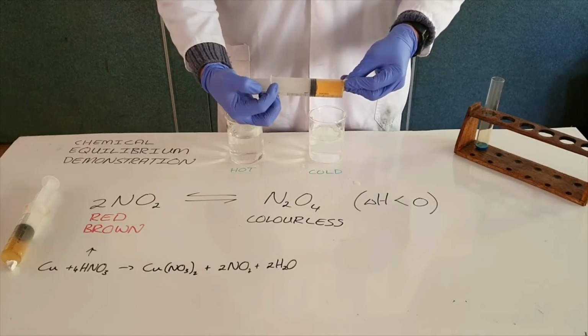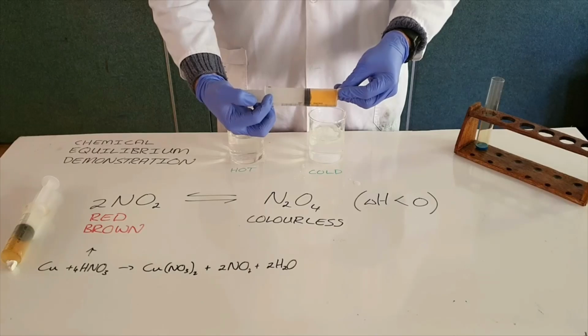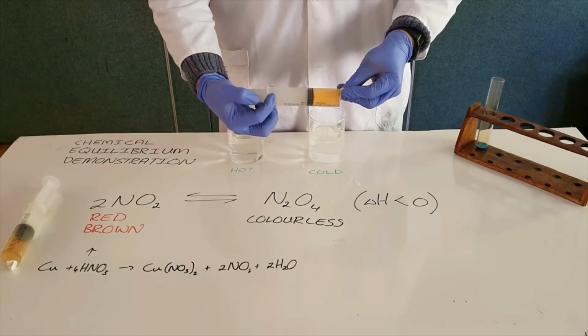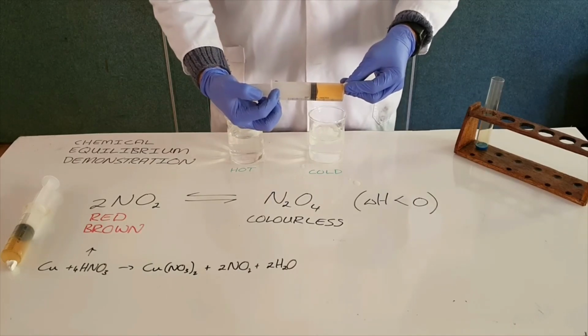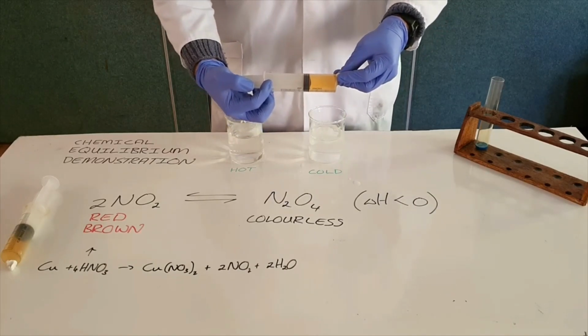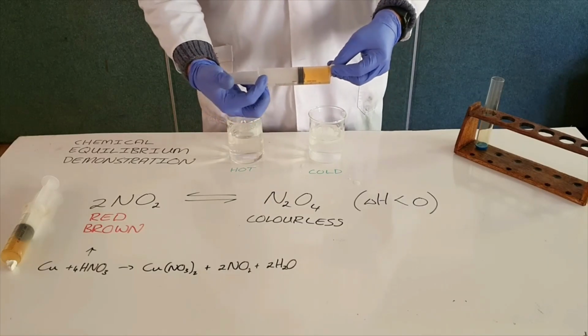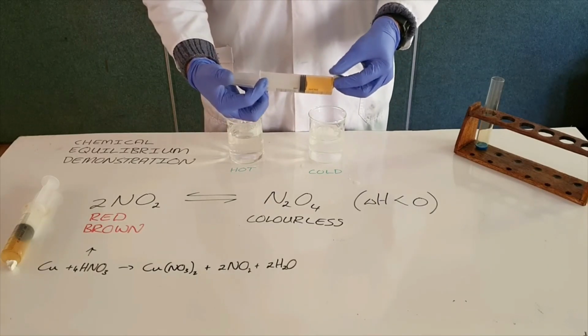If I now increase the volume of this container, there is now more space available. More space being available means that we would now have more molecules being produced, so we're going to favor the reverse reaction. The reverse reaction here produces nitrogen dioxide, which is a red-brown color.